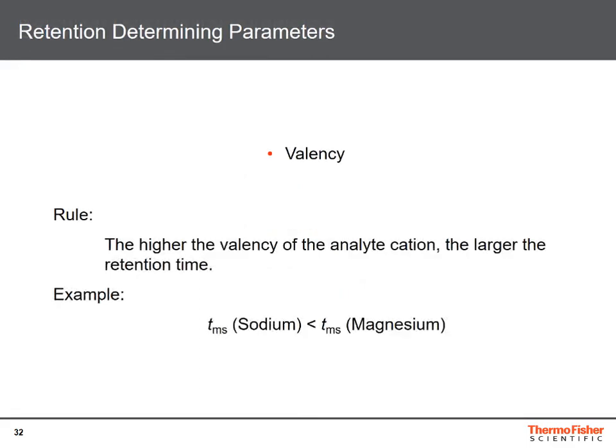Regarding the valency of a cation, the rule always says the higher the valency of the analyte cation, the larger its retention time. As an example, you see here that the monovalent sodium ion will always be eluted ahead of the divalent magnesium ion, and there's no exception to this particular rule.